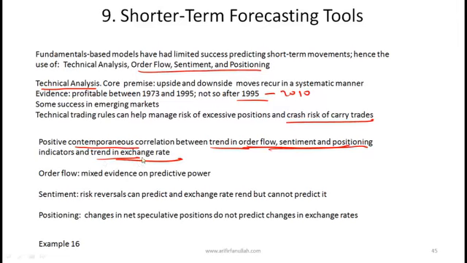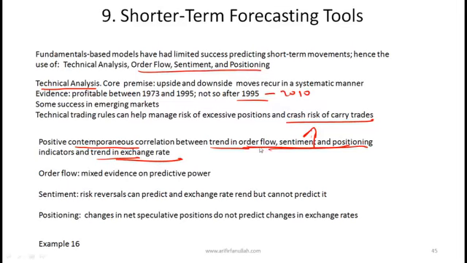While that's good, the problem is that this relationship is contemporaneous. So since this relationship is contemporaneous, it doesn't really help us predict anything. If we see positive sentiments or high order flows or high level of positions, then the exchange rate is moving at the same time. We can't say that sentiment is positive and therefore exchange rate will go up in the future, because positive sentiment will result in exchange rate going up contemporaneously or at the same time.